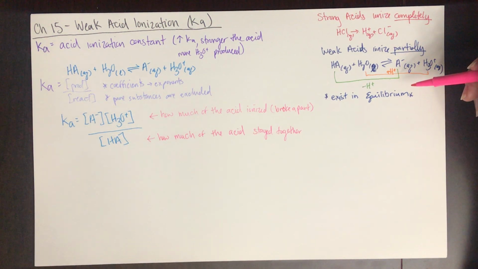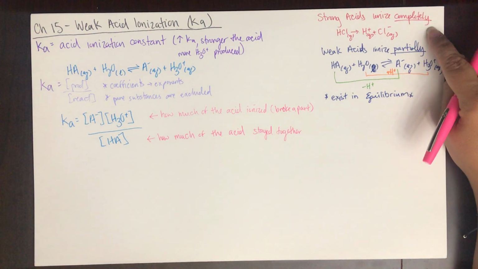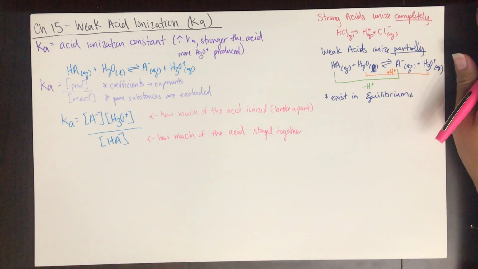Also, another way that you can tell if an acid is a weak acid is if a Ka is given. A Ka is an equilibrium constant. You would only ever get an equilibrium constant for a weak acid which exists in equilibrium, never for a strong acid because they do not exist in equilibrium.